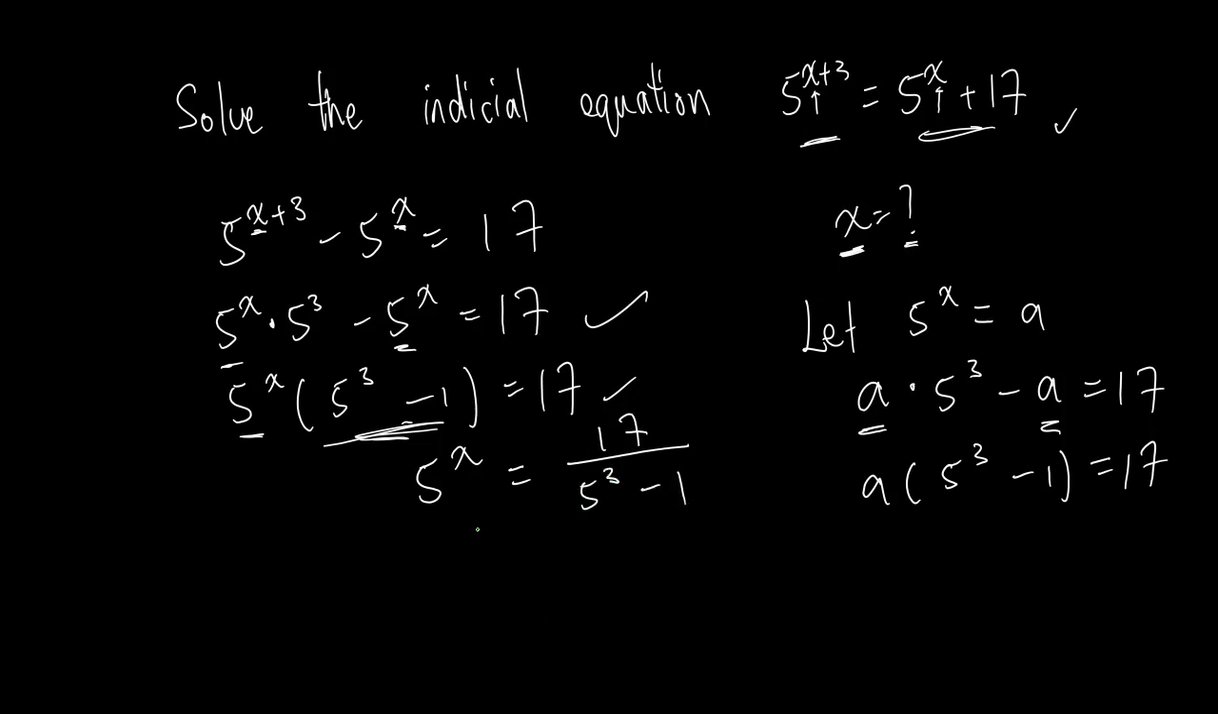Okay, so now if you want to find the value of x, you just need to log with a base of 5. When you log with the base of 5, you are actually shifting this 5 to the right. When you shift this 5 to the right, this x will go from power and become just a normal number. Alright, so now you have log 5 of 17 over 5 to the power of 3 minus 1. So typing this into your calculator will give you the final answer.